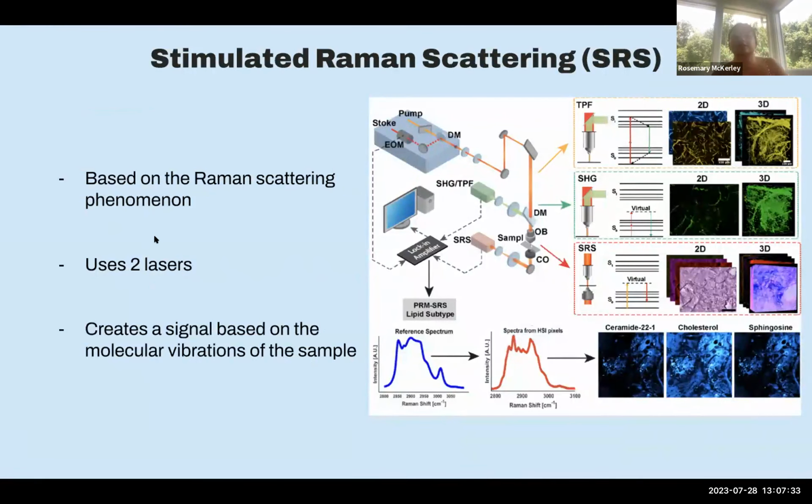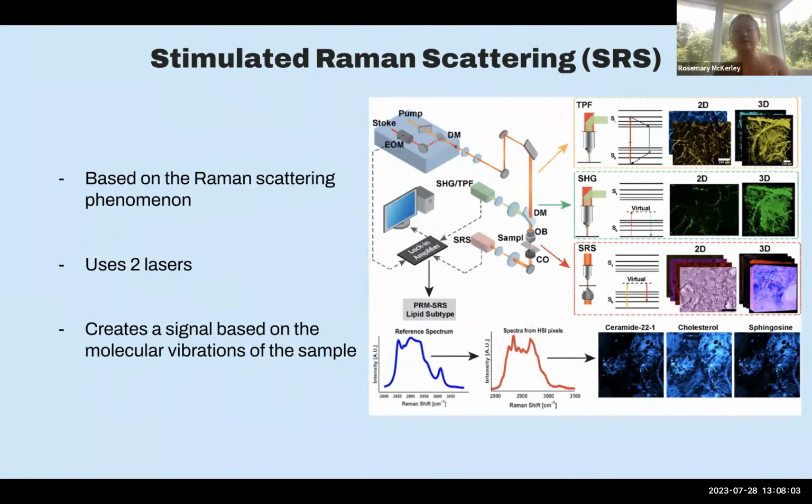So what is stimulated Raman scattering, otherwise known as SRS? It's a pretty new microscopy technique, and it's based on something called the Raman scattering phenomena. That is when incident light interacts with the sample and it undergoes inelastic scattering, which just means that the kinetic energy of the particles is not conserved. And that causes a shift in wavelength, which is known as the Raman shift. And that corresponds to the sample's molecular vibrations.